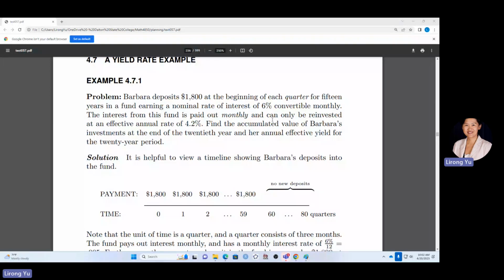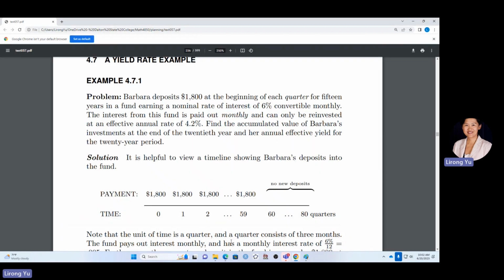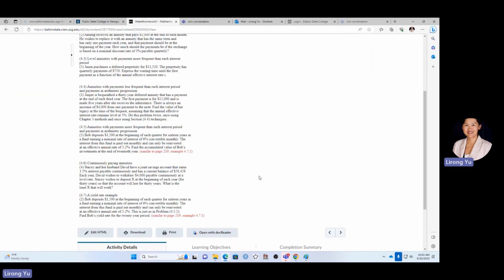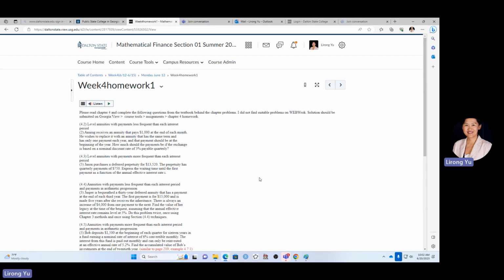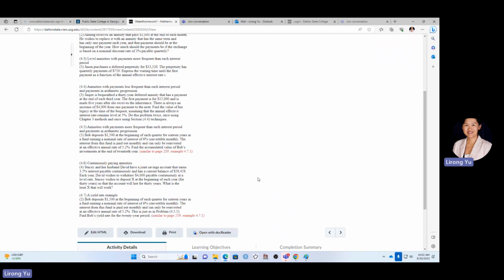Okay, I want to use today's time to talk about the 4.7.1 example. This question is very similar to two of the homework questions that were assigned last week. The first assignment last week was chapter 4. I wasn't able to find any question on Webwork, so I assigned the textbook questions.